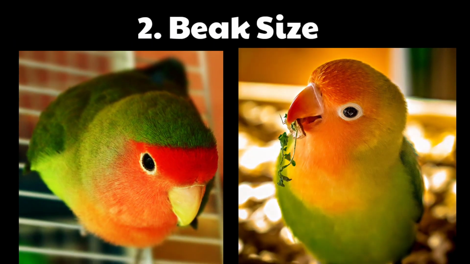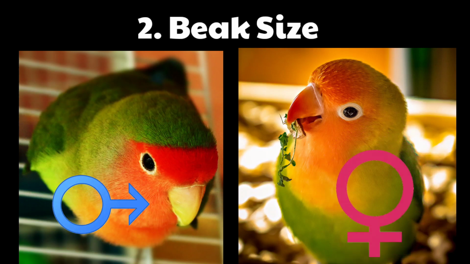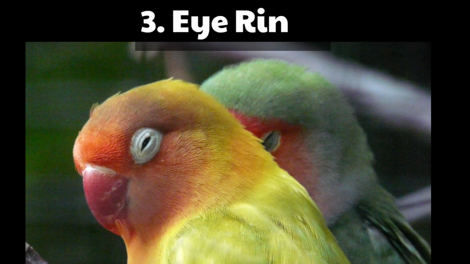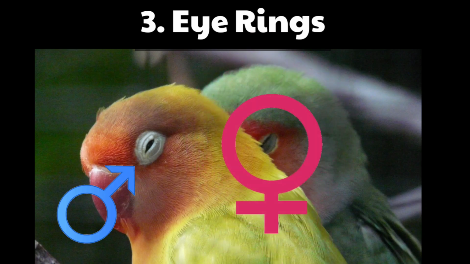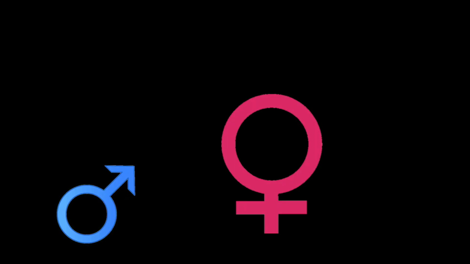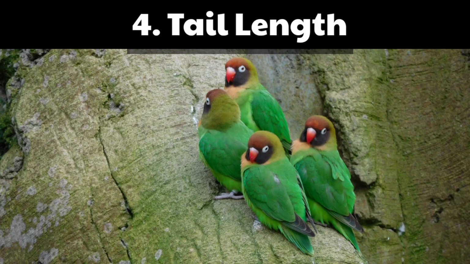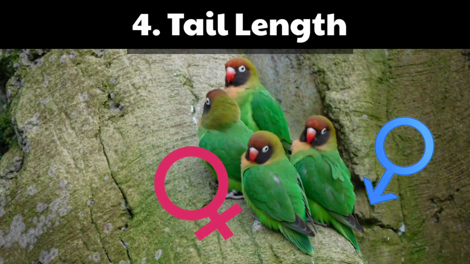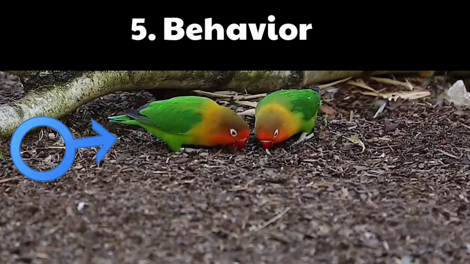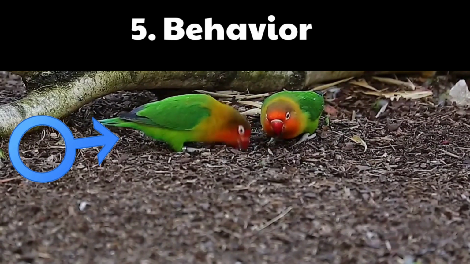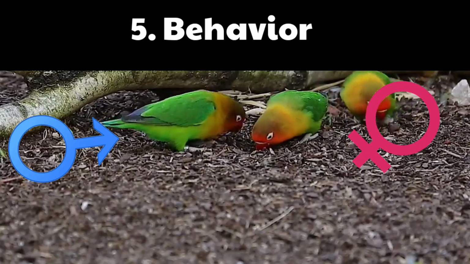Number 2, beak size. Males typically have a larger and broader beak, while females have a smaller and more delicate beak. Number 3, eye rings. Males usually have a more pronounced eye ring or eye circle, while females have a less distinct or absent eye ring. Number 4 is the tail length. Males typically have longer tail feathers than the females. Number 5, behavior. Males tend to be more aggressive and territorial, while females are generally more docile and nurturing.